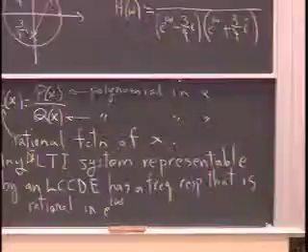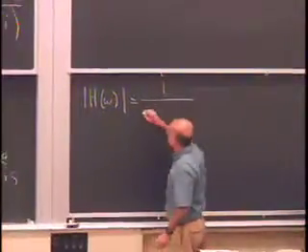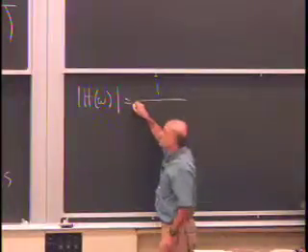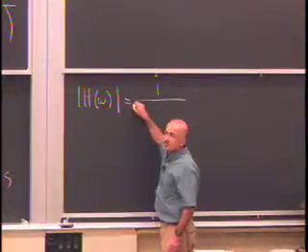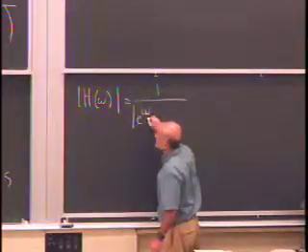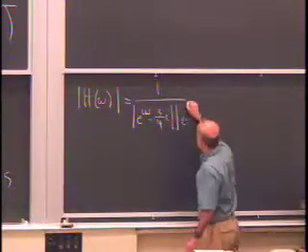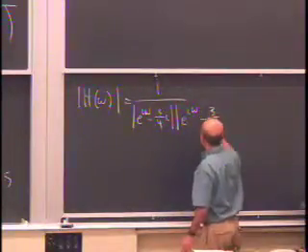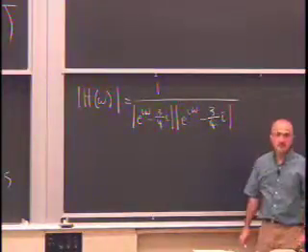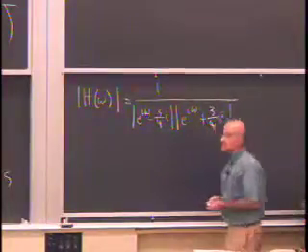What's the magnitude response? What's the numerator? 1 over the magnitude of that product. What's the magnitude of a product? Product of the magnitudes. So I have the product of one of those red vectors' lengths and the product of the other vector's length. Plus, yeah, thank you. Okay.